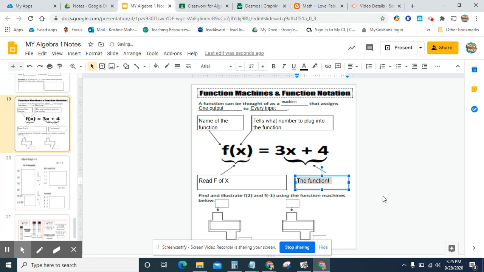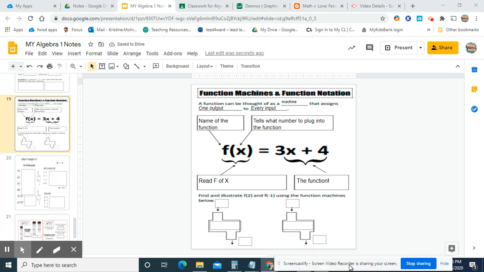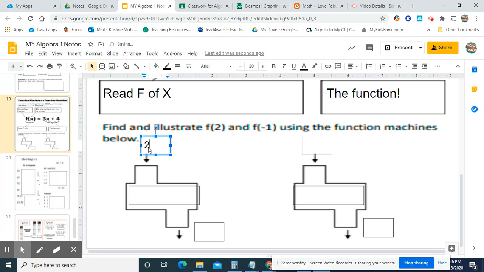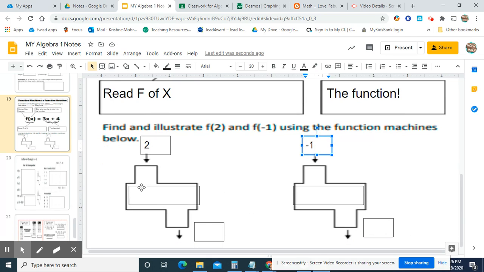All right, so all that gibberish probably doesn't mean a whole lot for you, but it's really important. What we're going to do is first zoom in so I can see all of this a little better. It says here, find and illustrate f of 2 and f of -1 using the function machines below. So that 2 is what's going to go into our function, and then -1 is going to go into this example here. So focusing on 2, we're going to use this function, 3x plus 4.